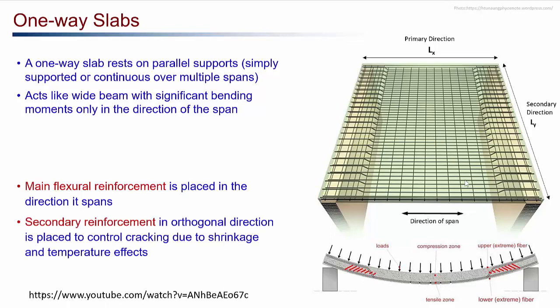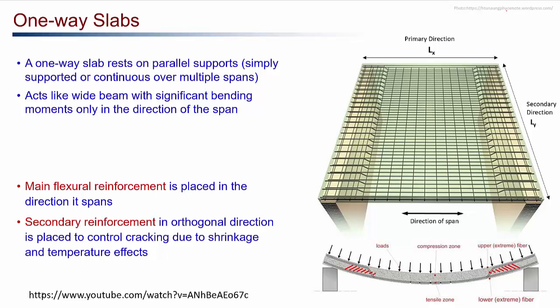Apart from the main flexural reinforcement, we have to provide secondary reinforcement in the direction perpendicular to the primary direction, or the direction of span. The secondary reinforcements are provided in these directions. They are provided to control the cracking due to shrinkage and temperature effects. Slabs have a large surface area, therefore there can be significant evaporation of water, and hence significant shrinkage in the slabs compared to the beams. Hence we have to have secondary reinforcement to control the cracking of the slabs due to shrinkage and temperature effects.